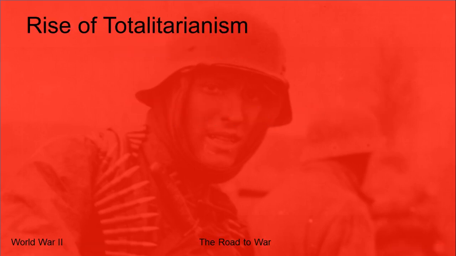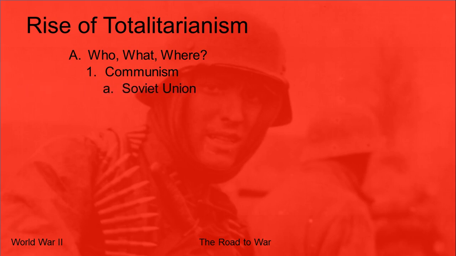All right, so to get started, we have to look at what was going on in Europe with their government structures. After World War I, we had the rise of totalitarianism throughout Europe. Totalitarianism is where the government has total control of society, people's lives, just everything. And so it occurs in several different countries in Europe.